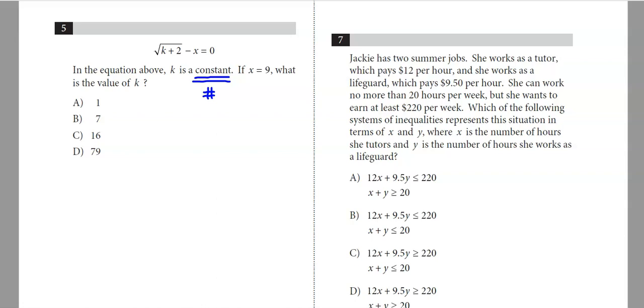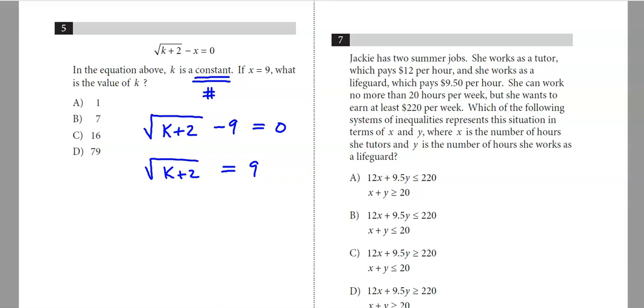So first thing I'm going to do is substitute that 9 in. So I have the square root of k plus 2, subtract 9, equals 0. And just like anything, I'm going to focus on getting this expression by itself. So I'm going to add 9 to both sides. And I'm going to end up with the square root of k plus 2 equals positive 9.